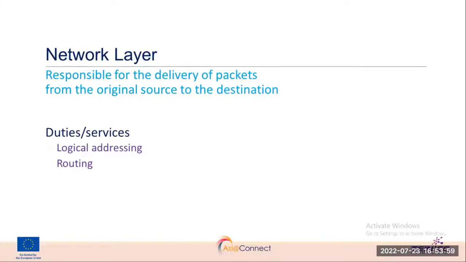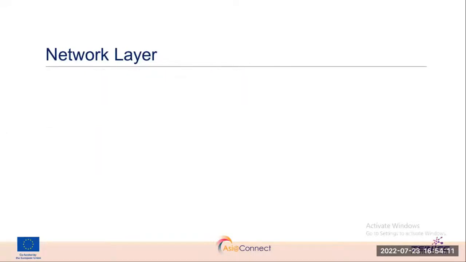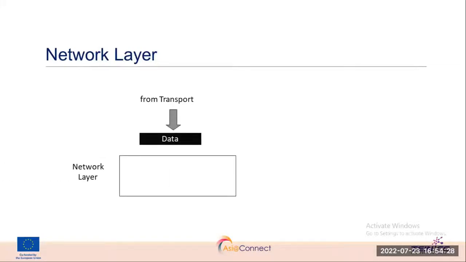The next layer is the network layer. It is responsible for delivery of packets from the original source to the destination. Its duties or services are logical addressing and routing. The network layer routes the data through multiple paths, avoids network congestion, and selects the best path to reach the destination. Different network routing algorithms work here for successful delivery of data along the best path.